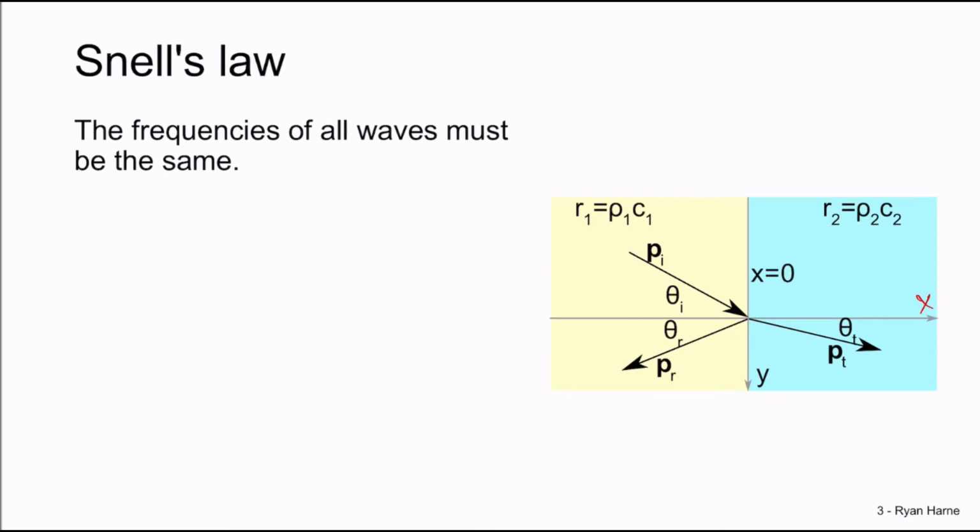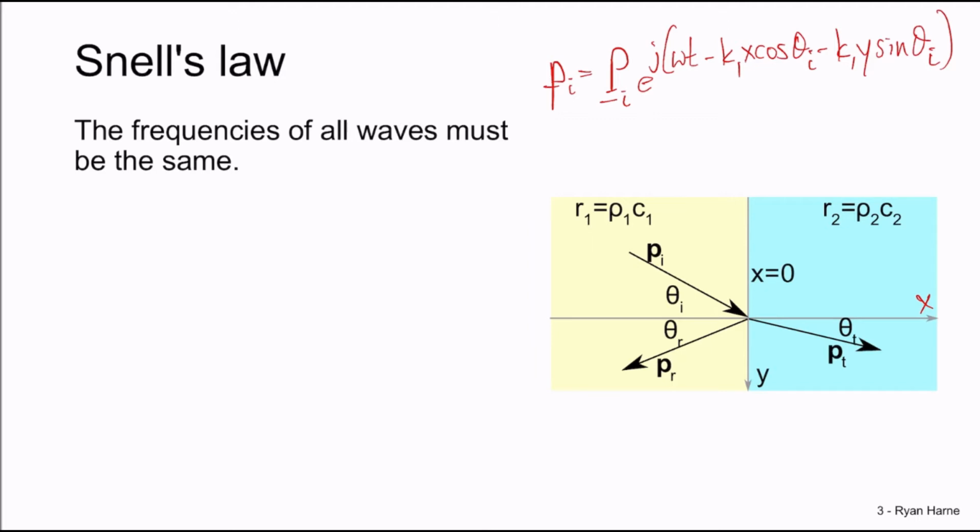We actually define y positive as being down, and in this way our acoustic pressure that's incident, complex acoustic pressure, has vector components in x and y that we'll write in the complex exponential. The amplitude is capital P sub I, and then we have e to the j omega t minus k1 x cosine theta I minus k1 y sine theta I.